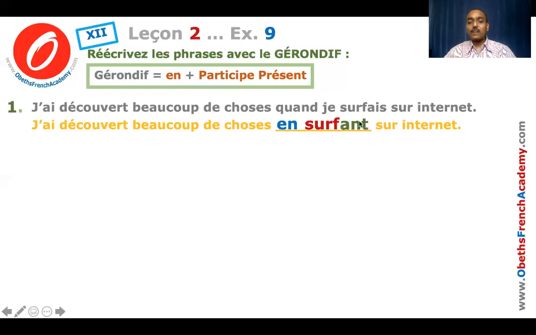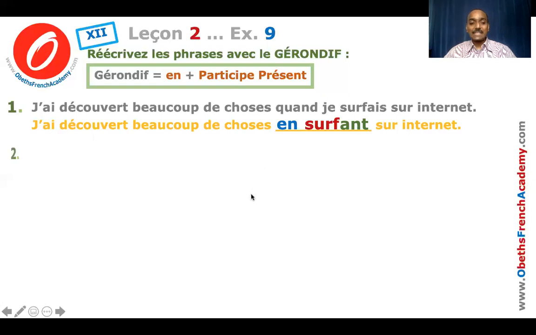So how do you get the verb surfer in the gérondel? Put en and then put the present participle. Go to the nous form of the present tense, remove ons and add ant. So you will get j'ai découvert beaucoup de choses en surfant sur Internet. I discovered many things while going through the internet.